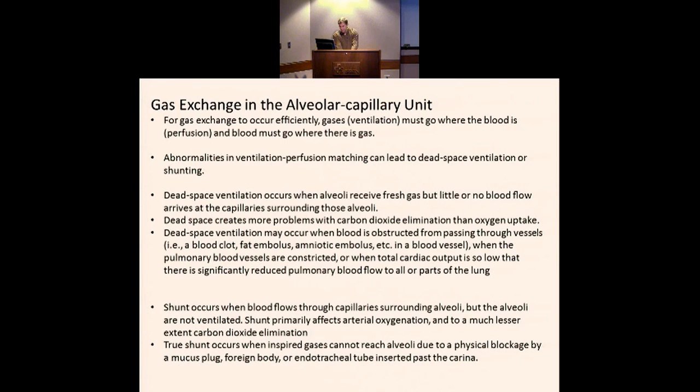And so a true shunt would be something like a mucus plug, or someone swallowed a quarter, so it's blocking oxygen from getting down into the blood. The blood's getting there fine, but there's just no oxygen. That's shunt. Dead space ventilation is basically the opposite. You're breathing fine, oxygen's getting into the alveoli, but something's preventing the blood from getting there. That could be an embolus, or something like that.